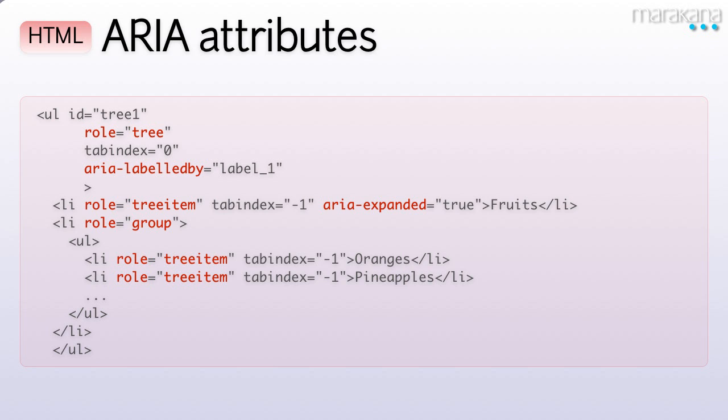And then here we have a group. So we say role equals group, we give more tree items. So it's a pretty straightforward standard. It gives you a lot of bang for the buck. Again, the basic idea is you give the role of things, and you say what things are a little bit to help these screen readers.